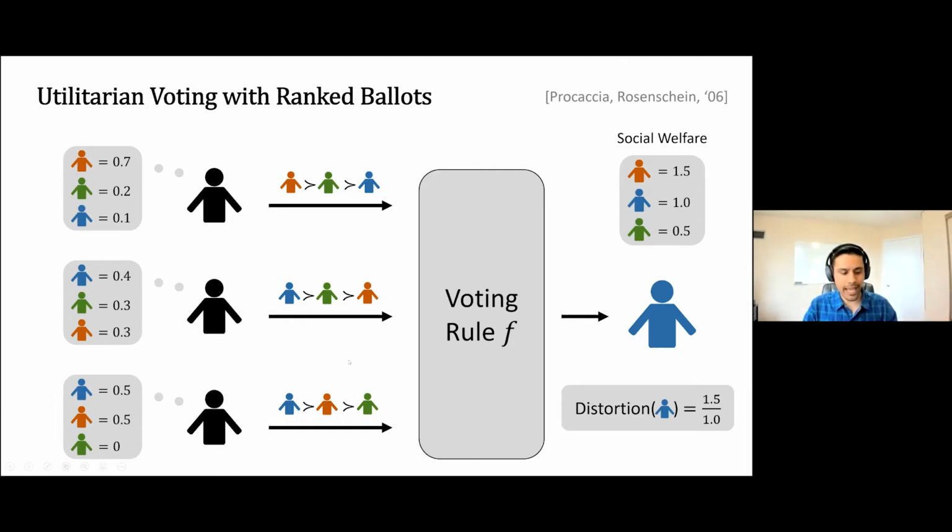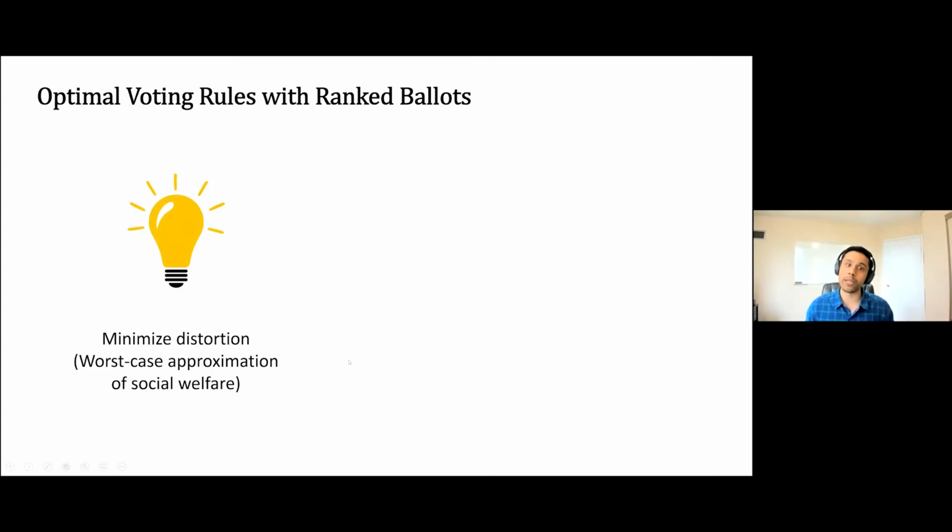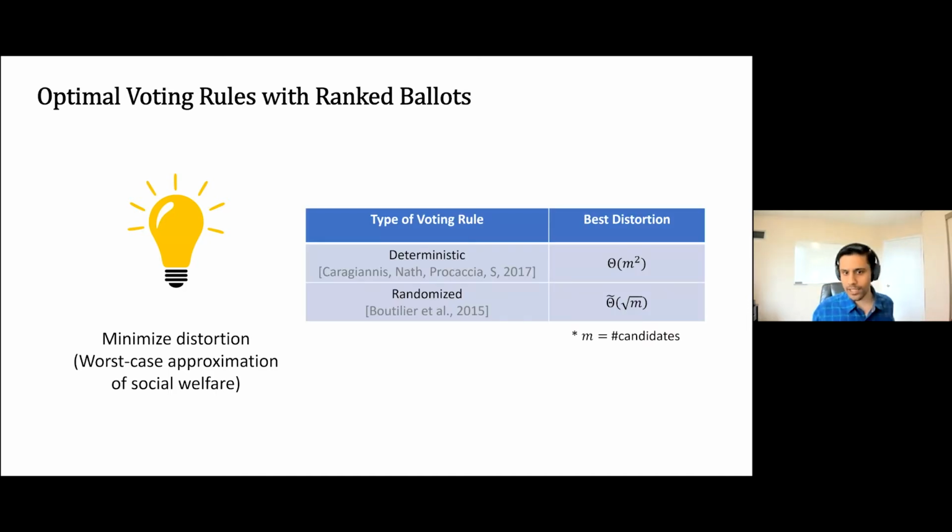And indeed, people have thought about the problem of minimizing distortion and therefore coming up with the best way of aggregating ranked ballots. And now we know that if you want to do a deterministic aggregation, so you want to output a single winning candidate, then the best distortion you can get is roughly the square of the number of candidates. But if you allow yourself to output lotteries over candidates, then the best distortion you can get is roughly the square root of the number of candidates.